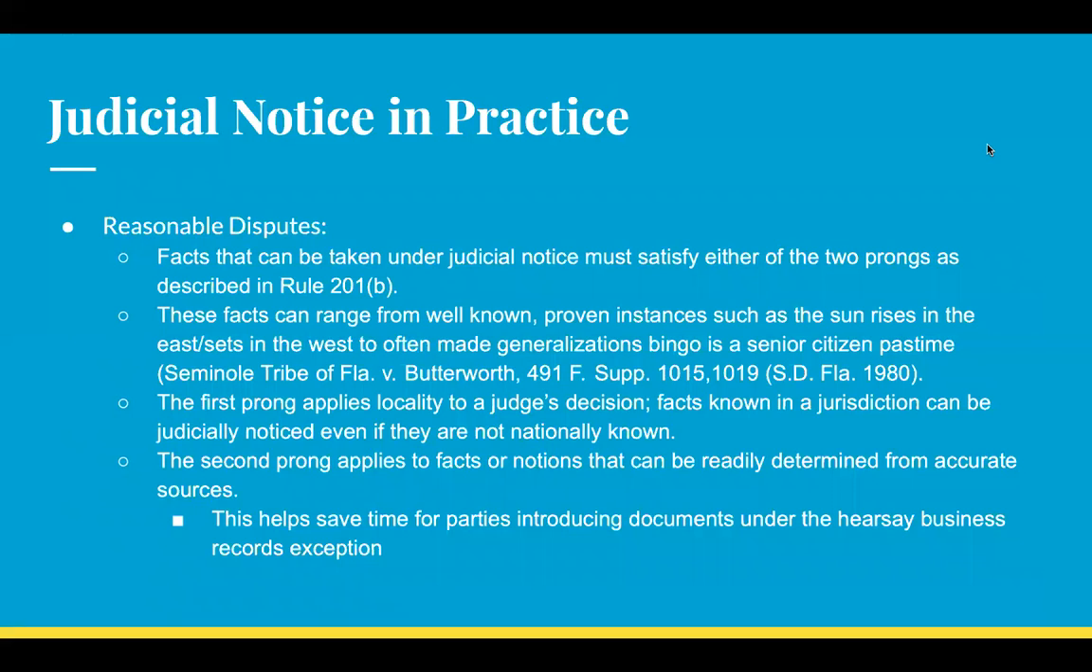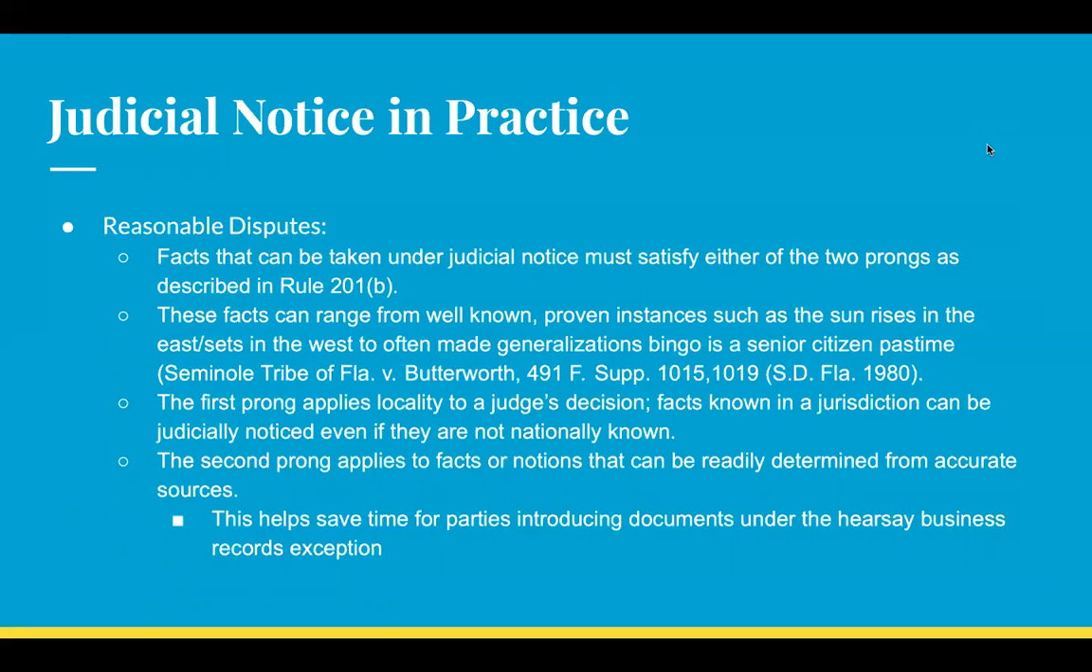So now I'll go ahead and take over to explain judicial notice in practice. Facts that can be taken under judicial notice must satisfy either of the two prongs as described by Rhett in Rule 201(b). These facts can range from well-known, proven instances, such as the sun rising in the east and setting in the west, to often made generalizations, like bingo being a senior citizen pastime.